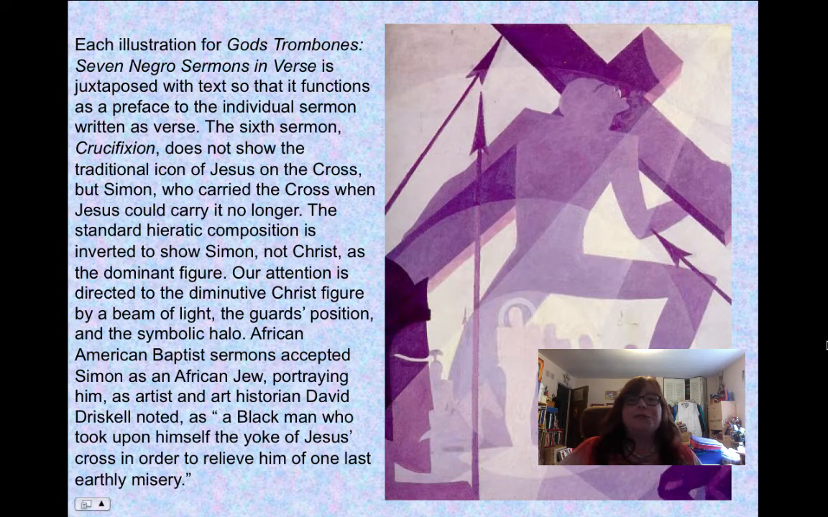So the sixth sermon, Crucifixion, doesn't show the traditional icon of Jesus on the cross. Instead, it's showing Simon, who carried the cross when Jesus was no longer able to do it. And it's a hierarchic composition, which means the most important figure here is actually Jesus, but the largest figure is Simon carrying the cross. Jesus is over here with a halo, and you can see the profile of the gentleman of Simon is made to look more African.